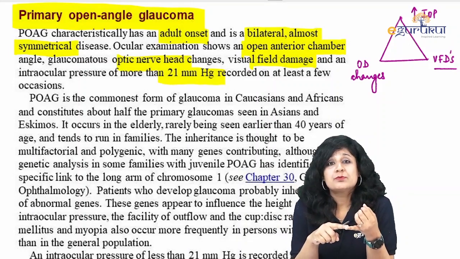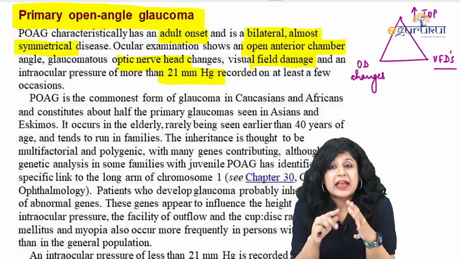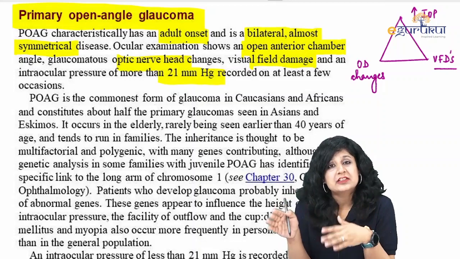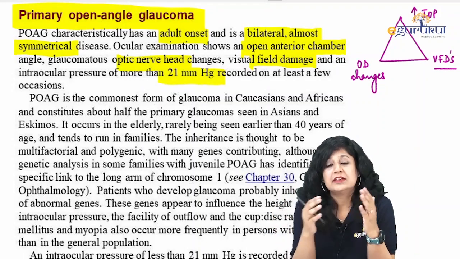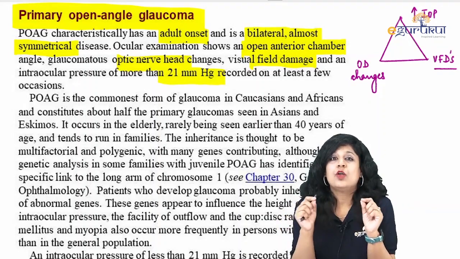So if the IOP is more than 21, and I have the optic disc changes and the visual field defects in the patient, and the angle is open. Because if with these things angle closure is there, then I'll say it is the angle closure type of glaucoma. This type of glaucoma is the open angle, where I'm getting this triad along with the open angle.